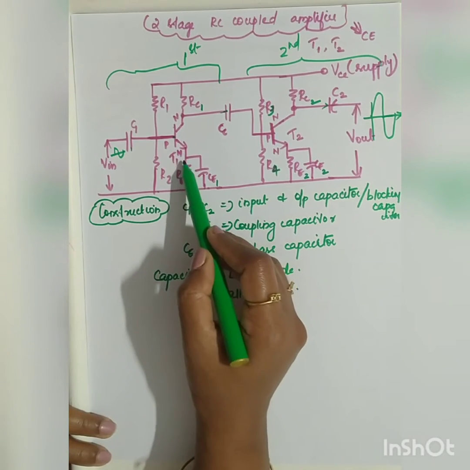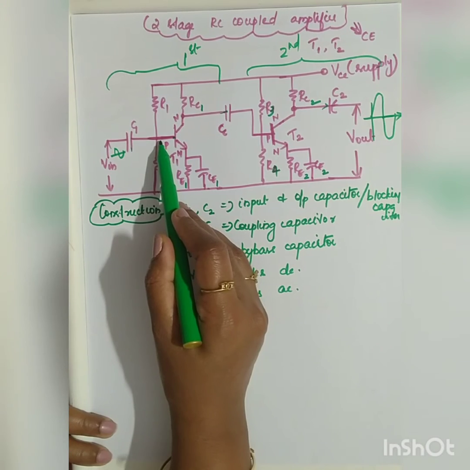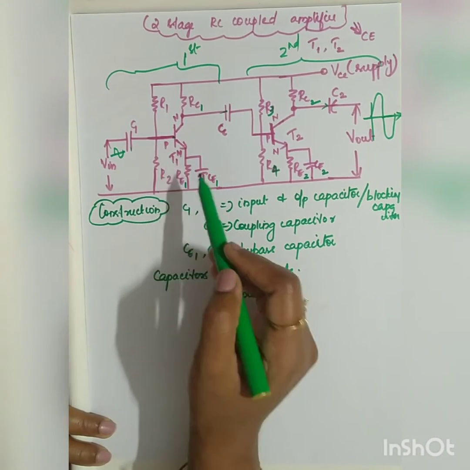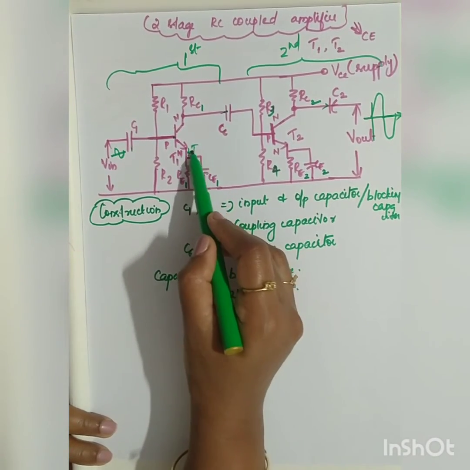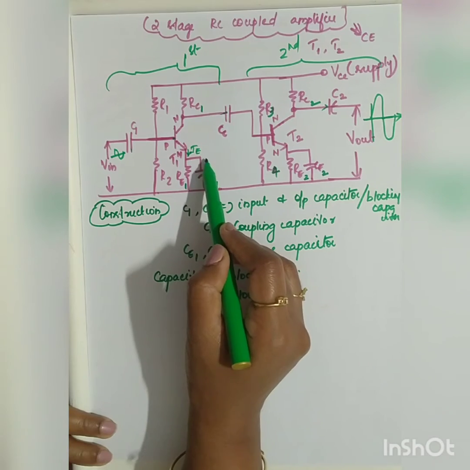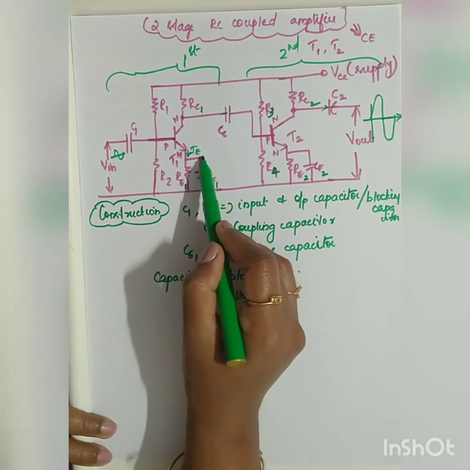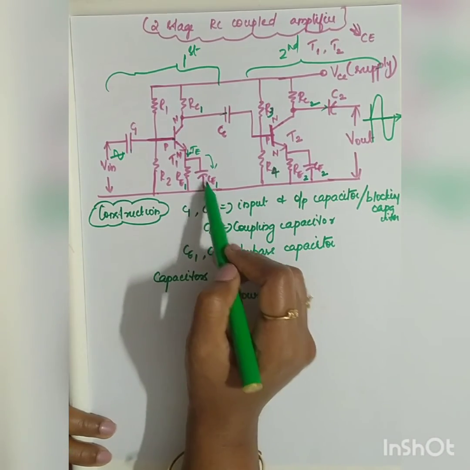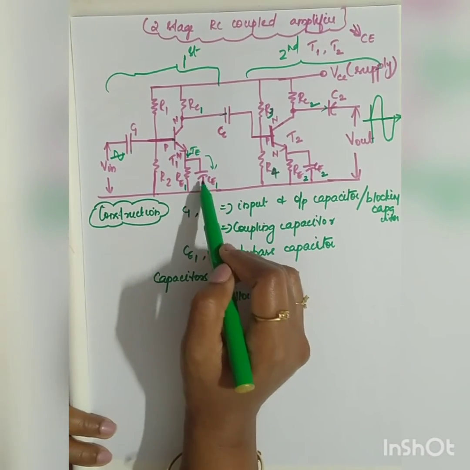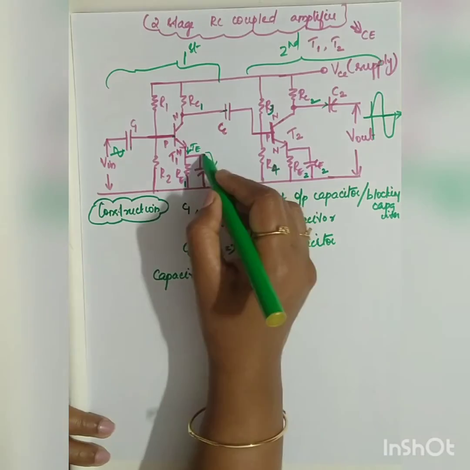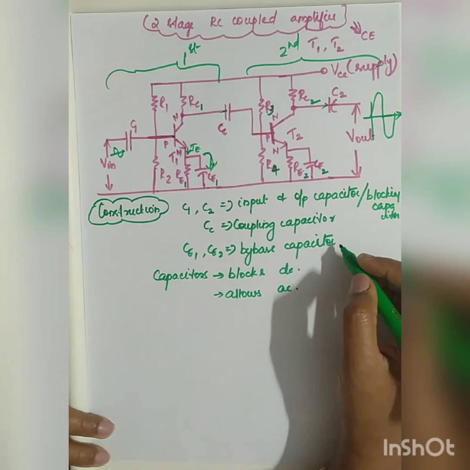See here, if there is a voltage drop across this RE, that voltage drop will reduce your voltage VB, right? So in order to avoid that, the current IE is allowed to pass through your CE, just like imagine that you have a flyover. Now this will act as a short circuit. It will bypass the signal through your CE to the ground. That is the reason why you have your CE, bypass capacitor.